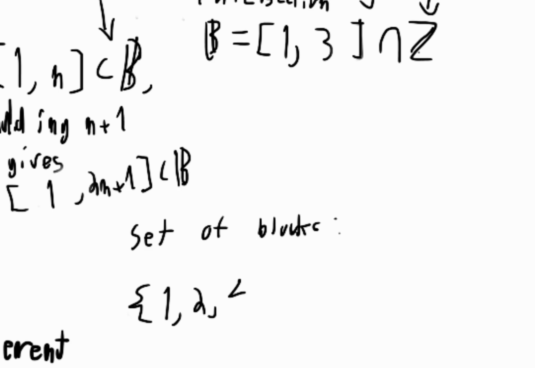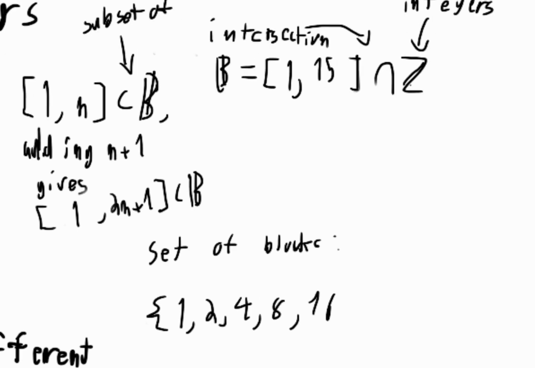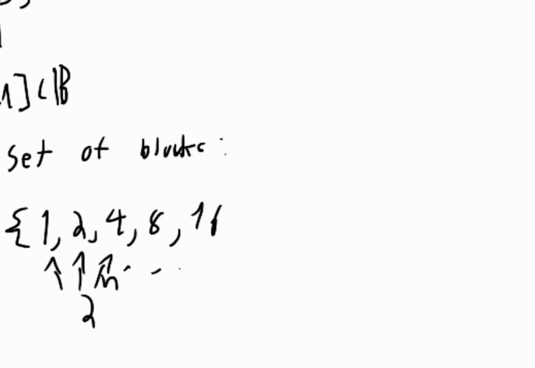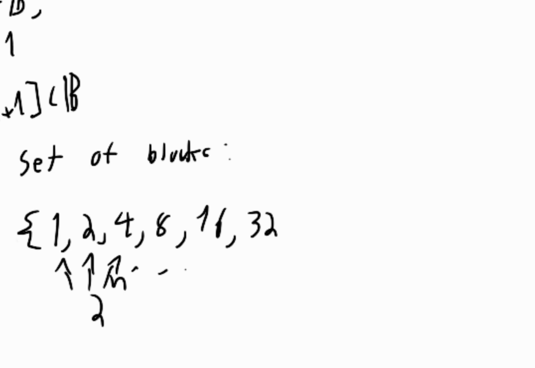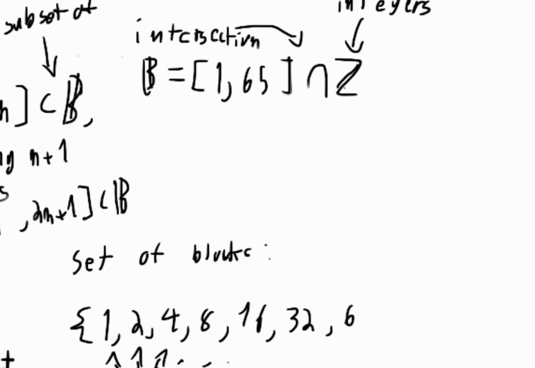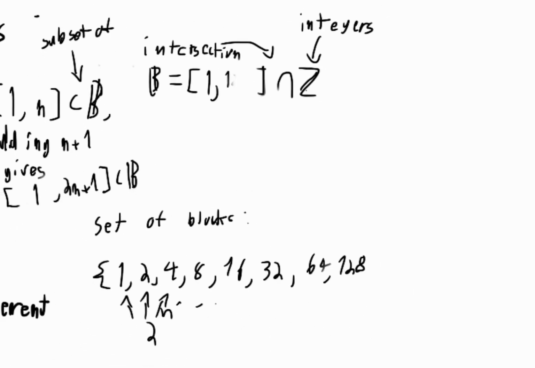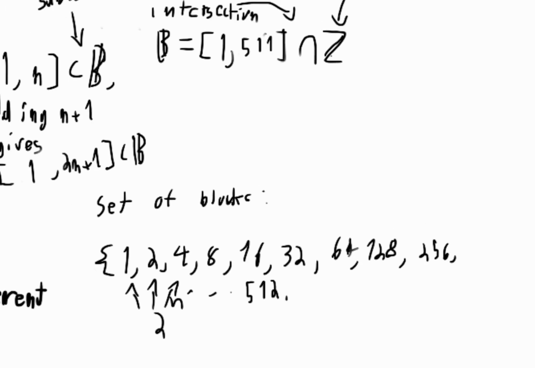Then we can add 8 to the blocks, making the numbers 1 to 15. We can add 16 to go up to 31. And now we see a pattern. If we add the next power of 2, we get every positive integer up to the next power of 2 after that, minus 1. Then it's settled. We just have one of each power of 2 as our blocks.